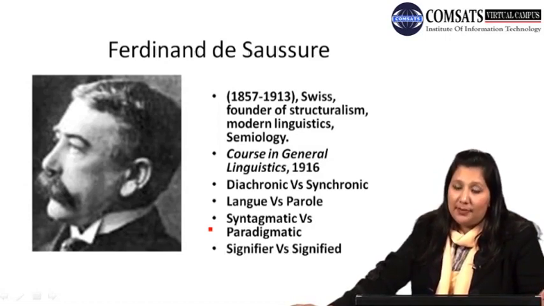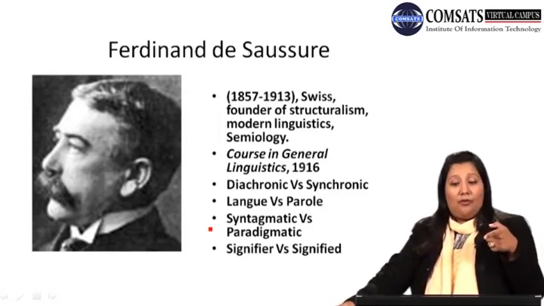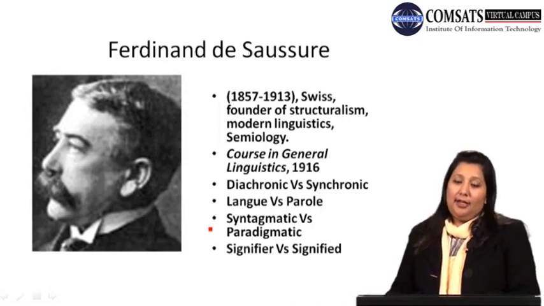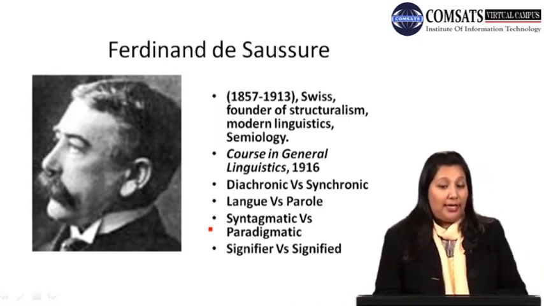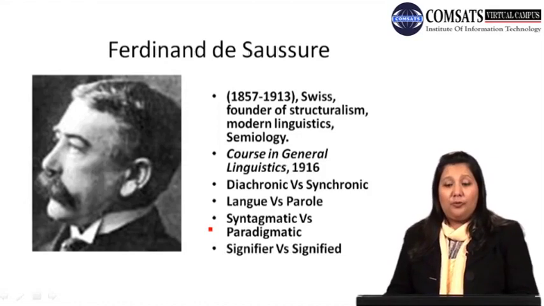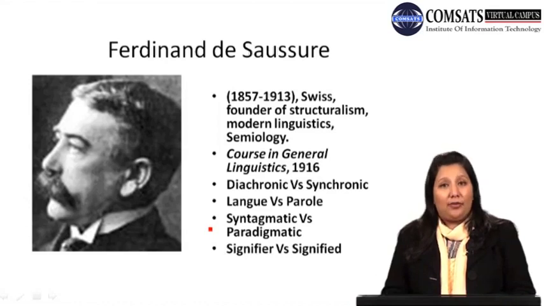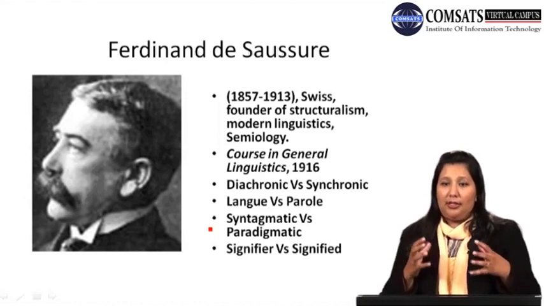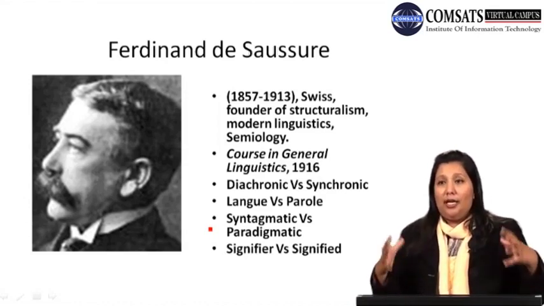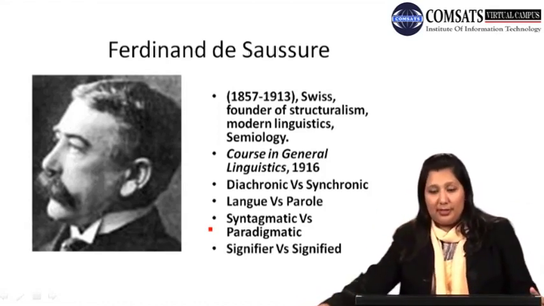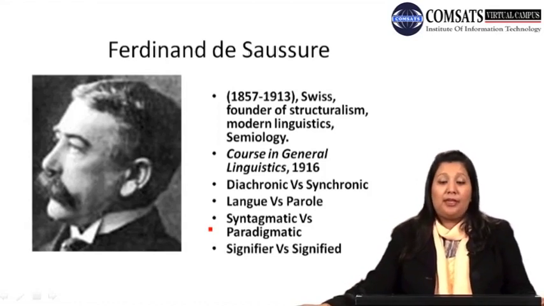He gave different concepts. The one concept that we have already discussed is diachronic versus synchronic. It was given by Ferdinand de Saussure, and he believed that language should be studied diachronically rather than synchronically. Then langue versus parole, we have already discussed. Langue is the one thing that you have, and parole is the actual utterance of the words. Langue is the ability.